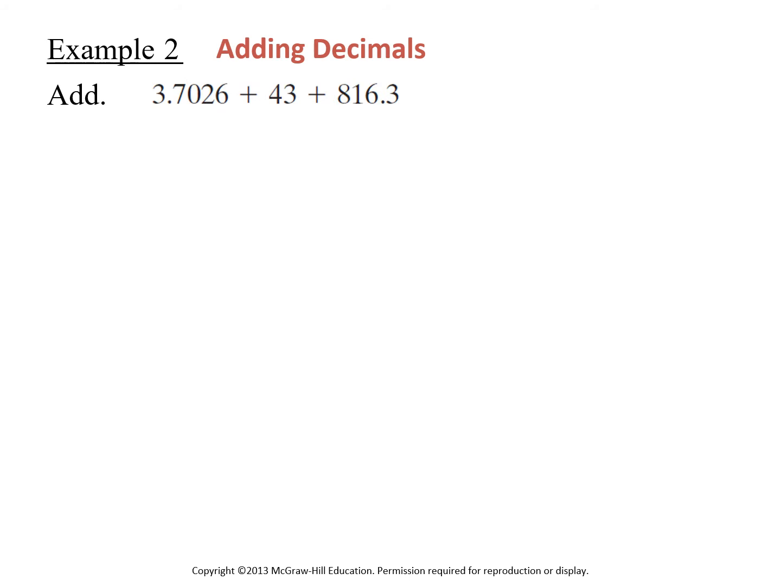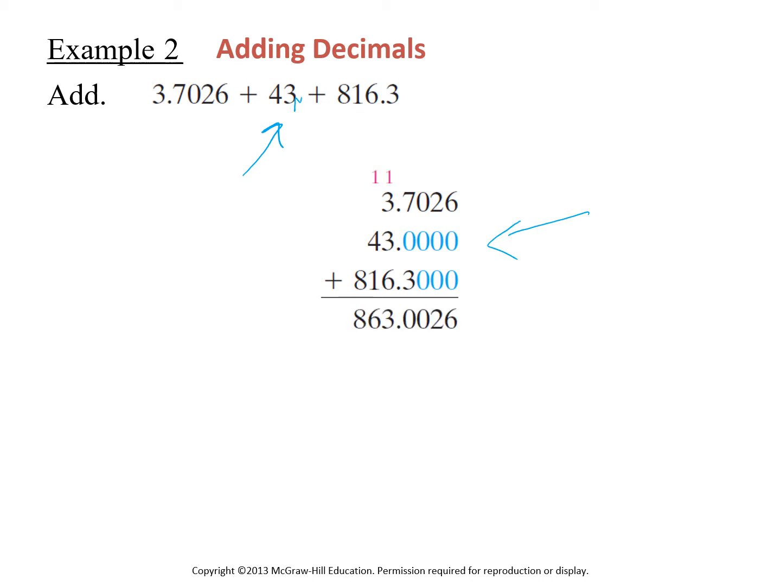And with this list of numbers, recognize 43. You don't see the decimal point, but it's indicated that it's after the whole number 43. And again, we've put zeros on the end of the decimal number. And we add the numbers in a column and place the decimal point where it goes.